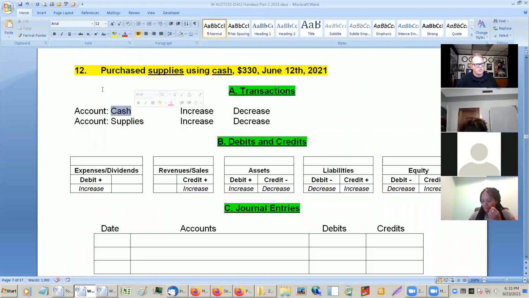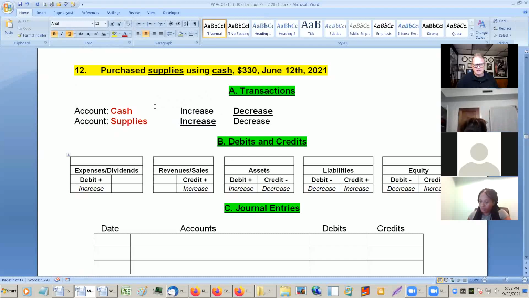Okay, so cash and supplies. Cash going up or down? It will go down. So we purchased gas, so cash is going to go down. And how about the supplies? Up. And you kind of know that too from what these accounts are.